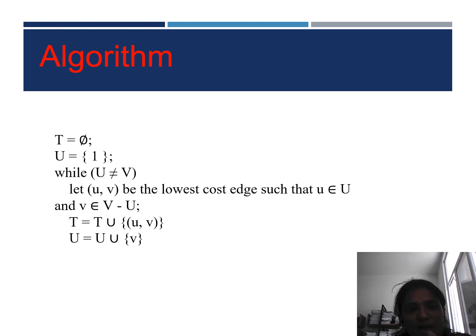The first step is we start with the tree as null, and U as 1. While U is not equal to V, the vertices, let (u, v) be the lowest cost edge such that u belongs to U and v belongs to V minus U. Then we include that edge and its weight in the tree, that is T equals T union (u, v).